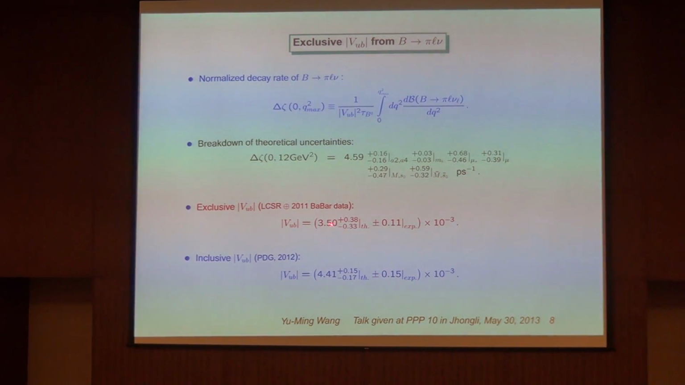However, if you compare this exclusive V_ub with the inclusive V_ub quoted by the PDG, which is actually 4.4 with more or less 3% or 4% uncertainties, you may find that although they are more or less in agreement at the two sigma level, if you just look at the central values, actually they are quite different. This is a long-standing V_ub puzzle, which is still not clear.